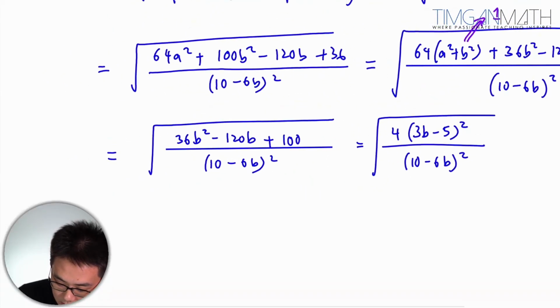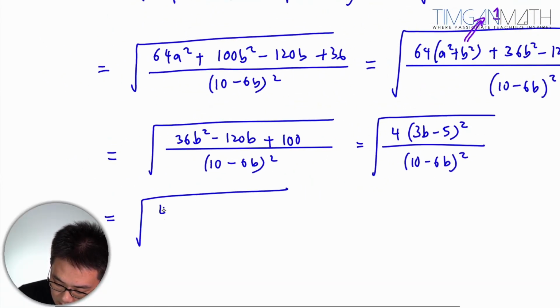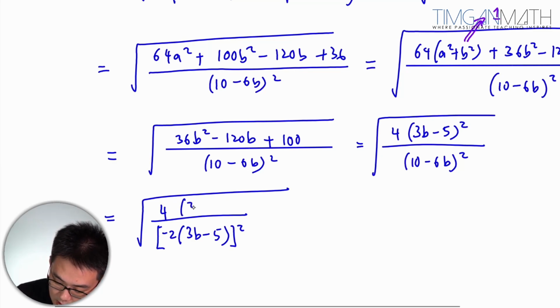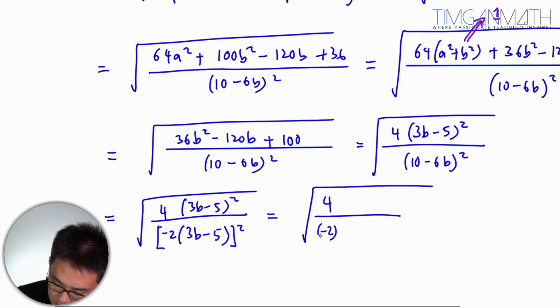So in this case, once you're done, just be mindful of the expansion here. I'm just going to factorize the minus 2 out. Minus 2, and after which we have 3b minus 5. So this is actually quite factorize negative 2 out. So this will be 3b minus 5 square, and this would just be 4 over minus 2 square. Ta-da! So this one's done.